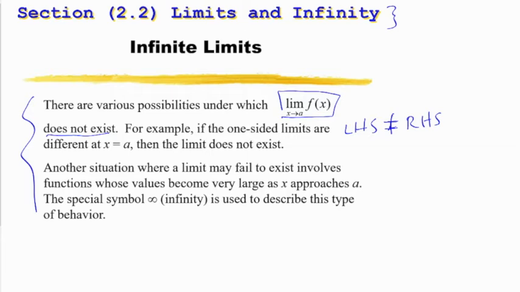Another situation where a limit may fail to exist involves functions whose values become very large as x approaches a. And the special symbol for infinity is used to describe this type of behavior. So when the limit as x approaches a of f of x is equal to infinity, we say that the limit does not exist. We answer in terms of infinity still, because there will be times when that answer of infinity becomes beneficial at a later time in our discussion of calculus.